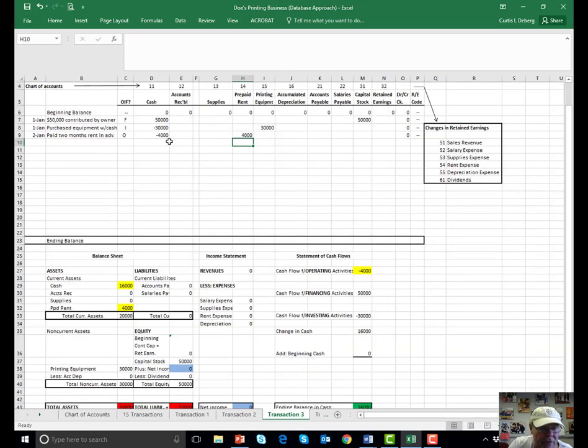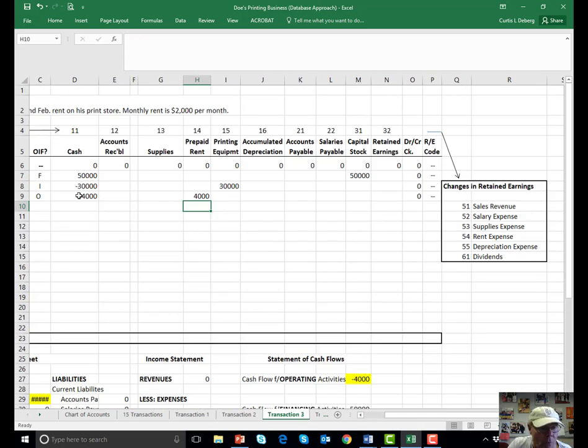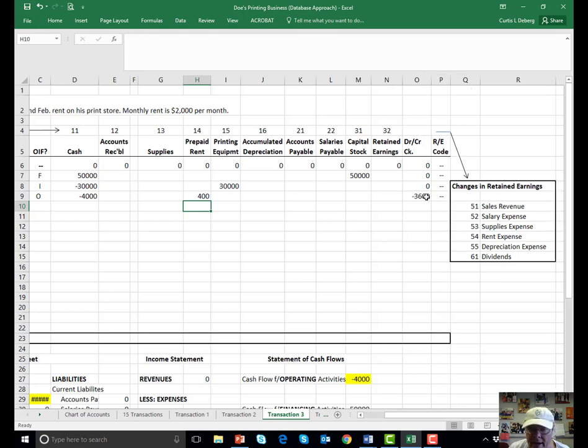Transaction 3, what happens? The company buys $4,000 of prepaid rent. Cash down, prepaid rent up. What if this number had been 400 rather than 4,000? We would have a number that's off. Oh, doggone it. Let's go back and fix that.